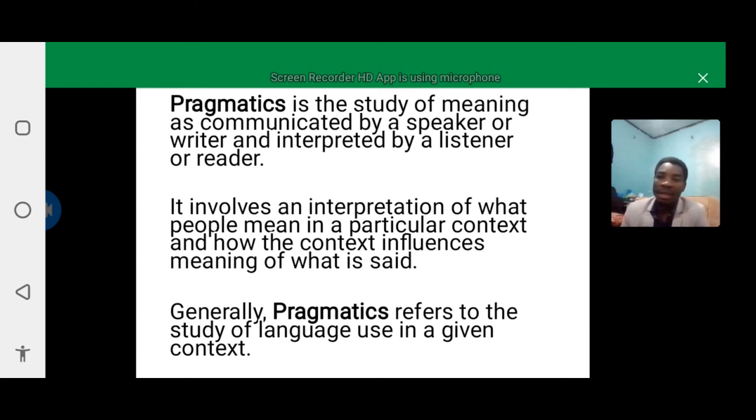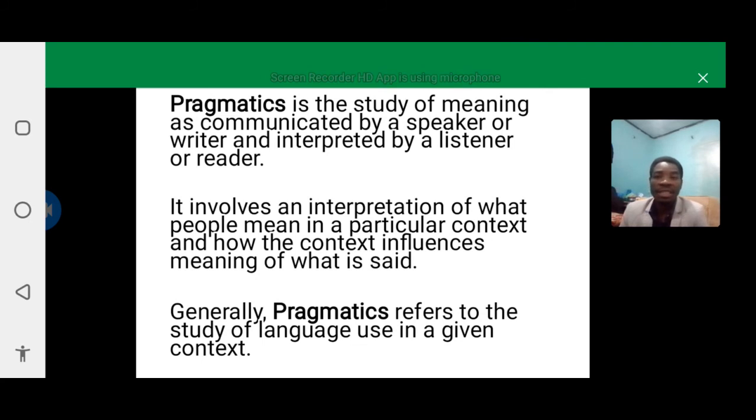In other words, pragmatics is the study of meaning as communicated by a speaker or writer and interpreted by a listener or reader. It involves an interpretation of what people mean in a particular context and how the context influences the meaning of what is said. Generally, pragmatics refers to the study of language use in a given context.